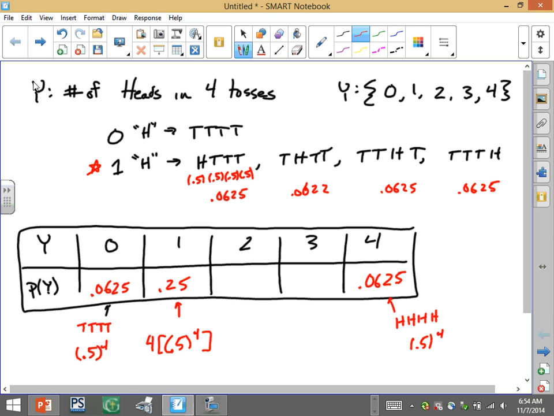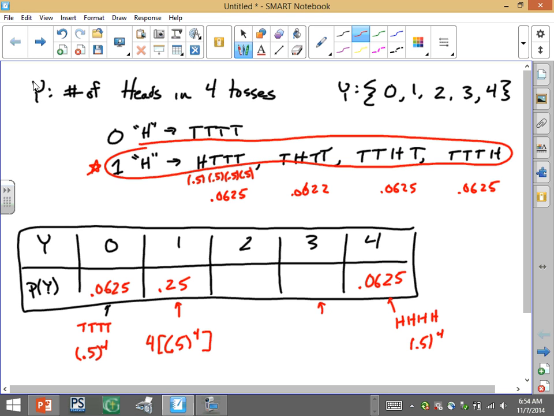Same idea if you think about this for just a moment. 3 heads would essentially be the exact same thing as 1 head, except you're switching the T's and the H's around. So really we have 4 scenarios again, right? Tails, heads, heads, heads, heads, tails, heads, heads. But again, each scenario is a 0.5 to the fourth. And so again, 0.25. And then there are actually 6 combinations of 2 heads and 2 tails.